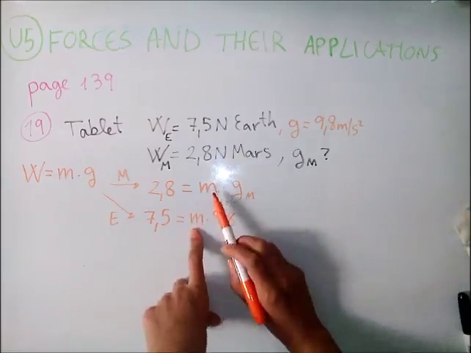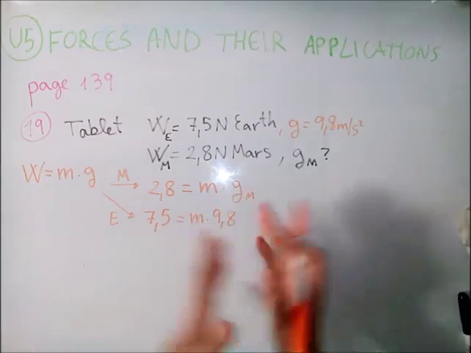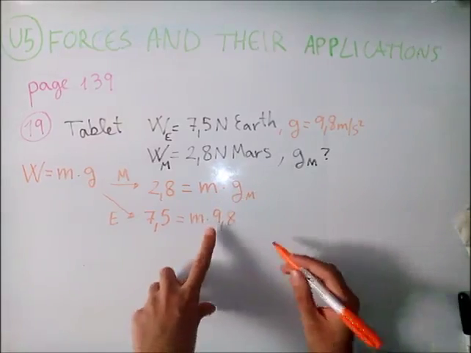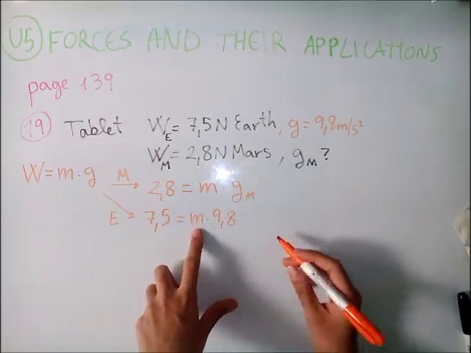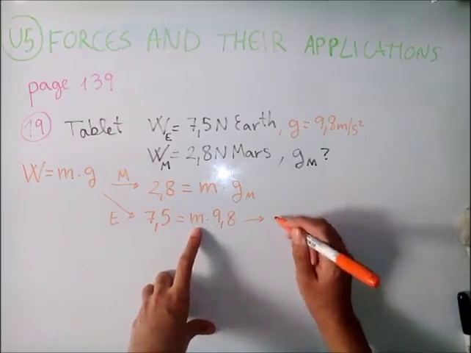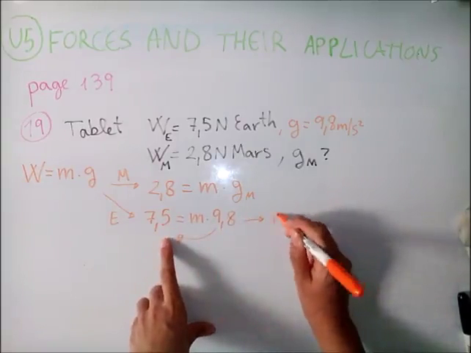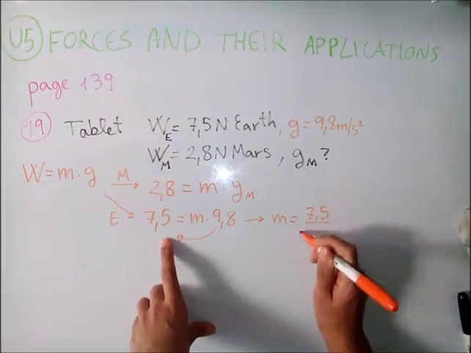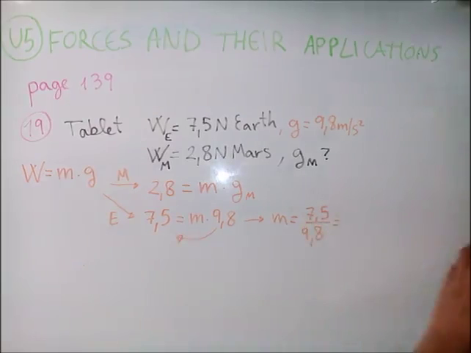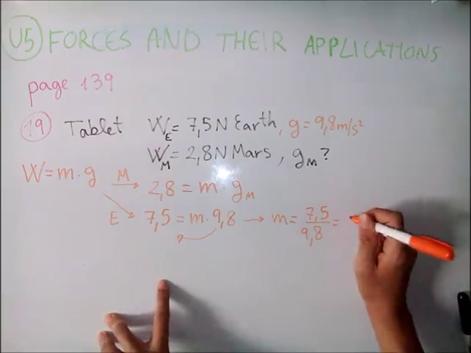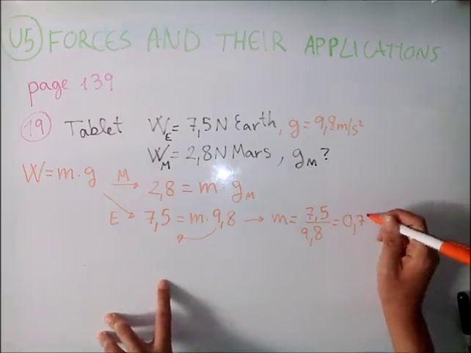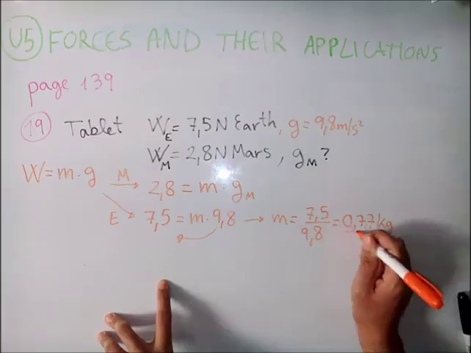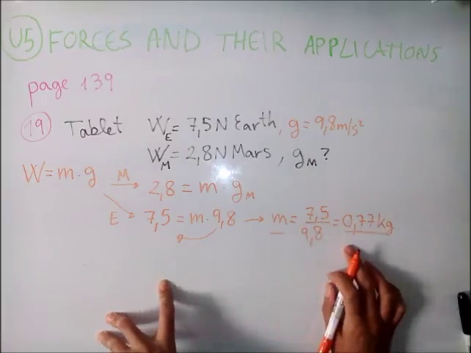Well, the mass in here is the same as the mass in here. The tablet hasn't gone thinner or fatter, okay? So because here I only have one unknown, I only have to solve for m. I find out the m in here. So 9.8 goes divided to the other side. So m equals 7.5 divided by 9.8. So I'm going to find out with my calculator. 7.5 divided by 9.8. This is 0.77 kilograms. So remember, the mass is always going to be measured in kilograms.